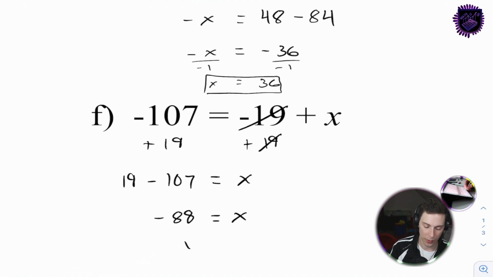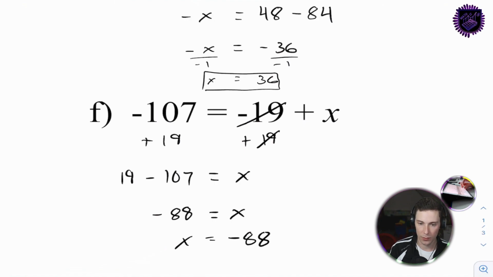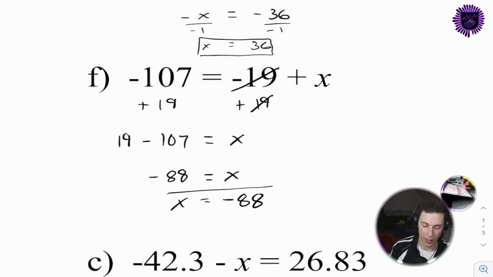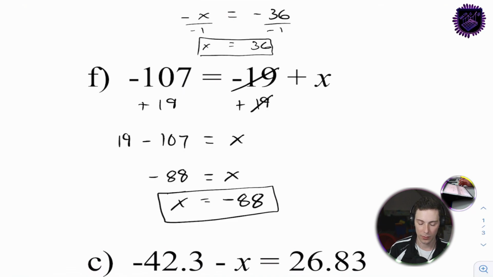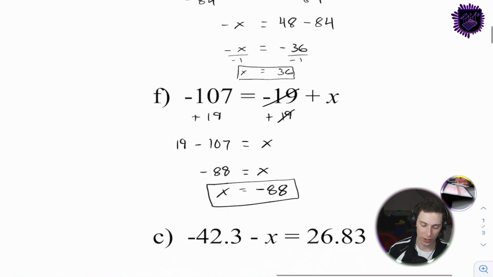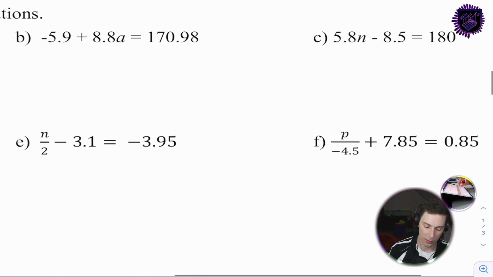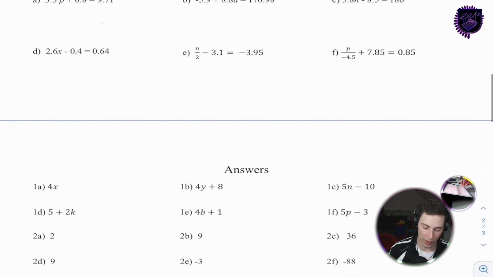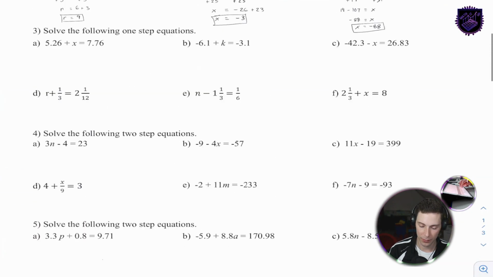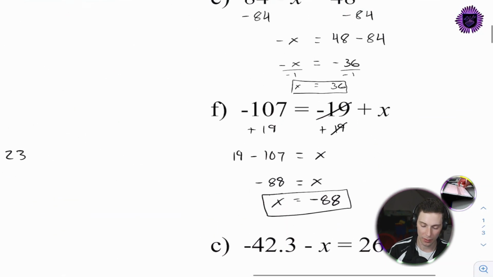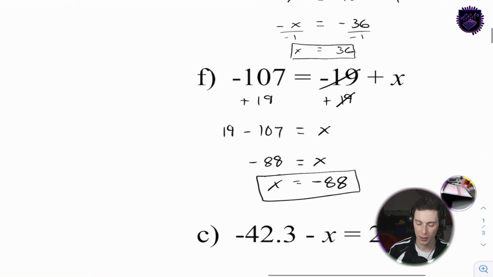And of course, we want to flip those around to write x is equal to on the proper side, it's just kind of nice to do that. I'm going to check my math there. Negative 88. Okay, I'm just doing mental math and I make mistakes sometimes. All right.